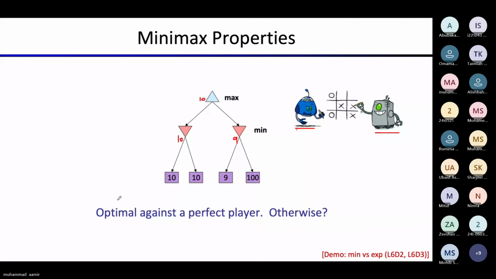Now just imagine different settings. For example, this min player takes a bad move and selects the 100 out of 9 and 100. Here you have 10 and 100. Of course, Max will get 100. Max is going to win in this case. In which case will the min player take the 100 value, not the 9 value? This is what we need to see. We will see this in our next lecture. We are not going into this detail today.